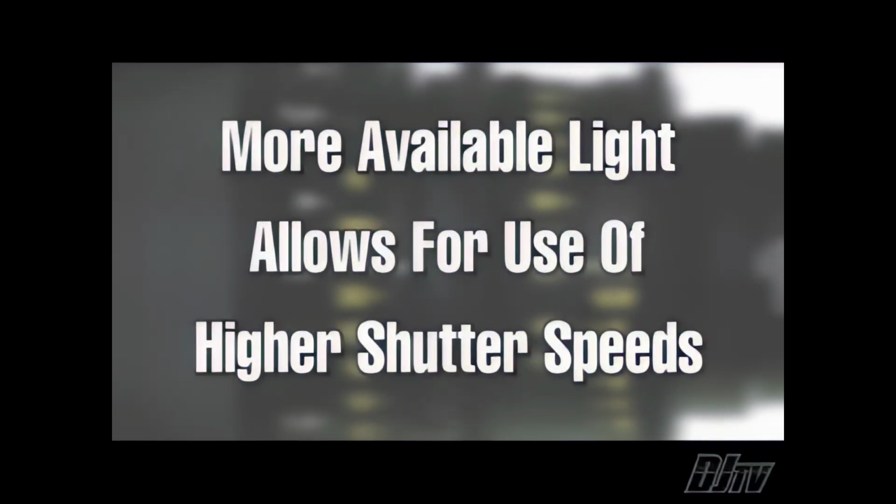f1.4 is considered to be fast. More light coming in means you can use faster shutter speeds. It's easy enough to understand that smaller apertures mean less light for the exposure, and at a most basic level, this is what the aperture is for.